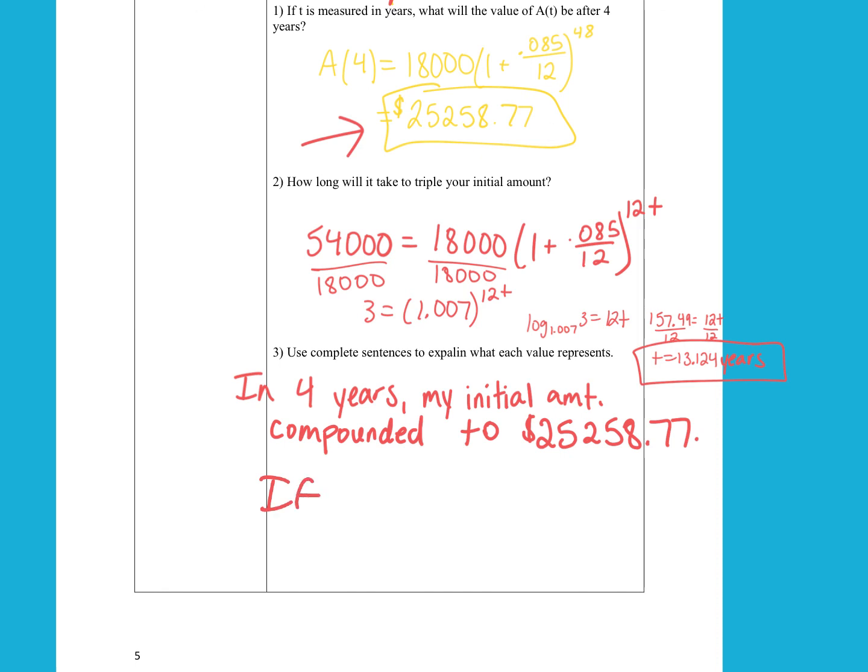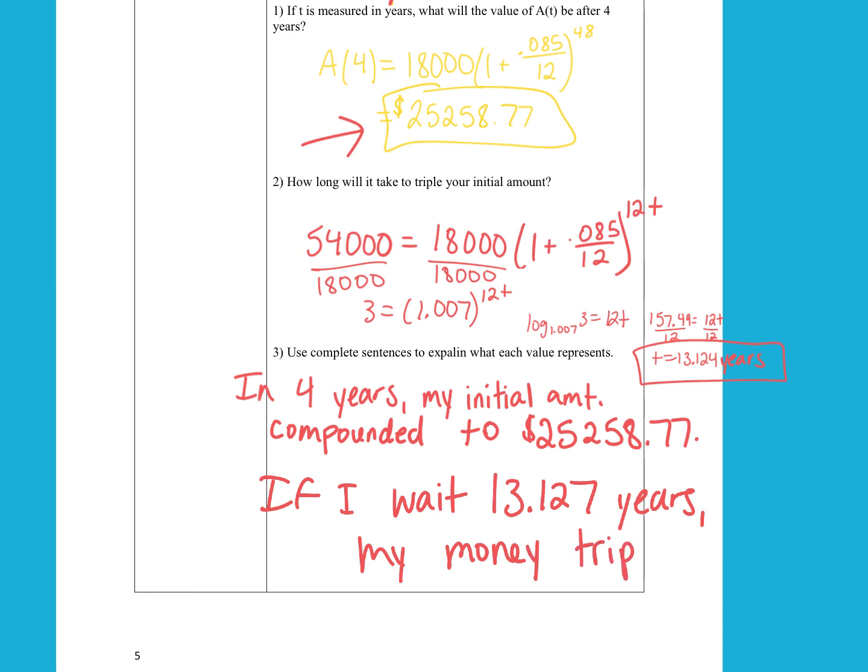And then part 2, how long did it take to triple your amount? So if I wait 13.127 years, my money triples. You can word that however it makes sense to you. Just put it in a sentence. Incorporating a little bit of English and math today. And on test day, that will be a question.